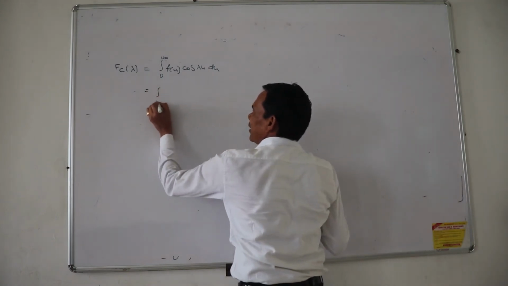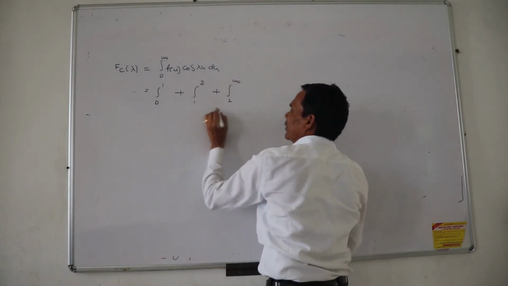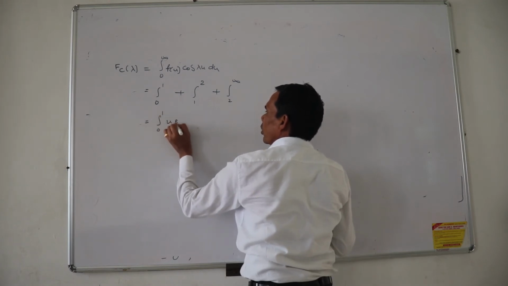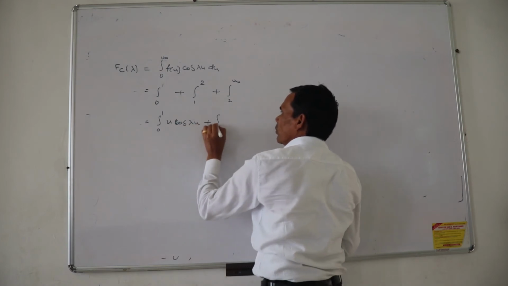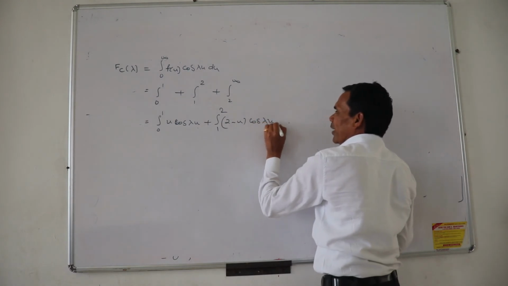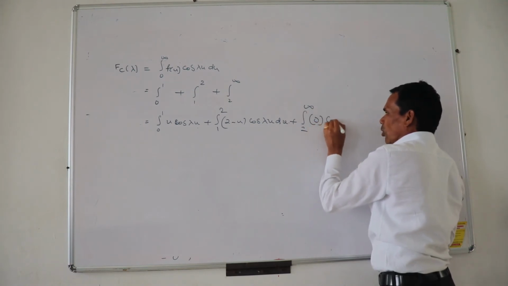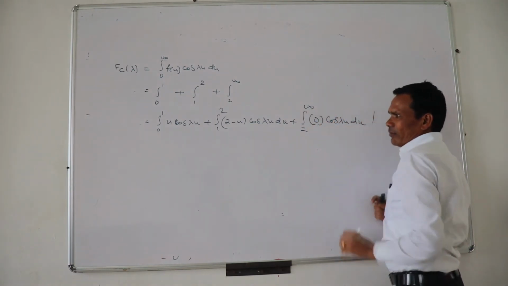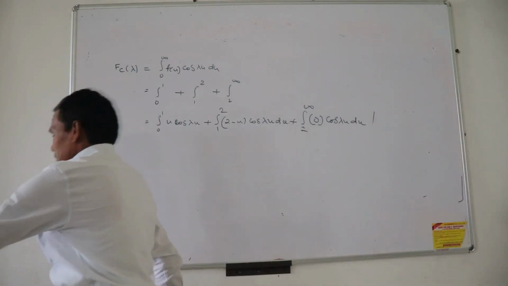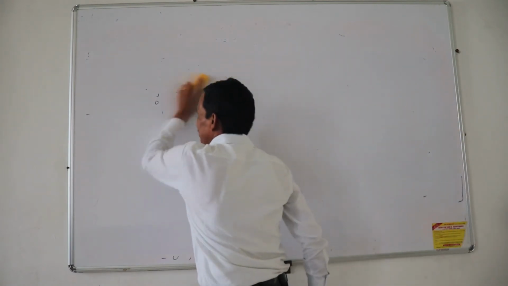This we split the same way, 0 to 1, 1 to 2, plus 2 to infinity. Then we replace f of u there. It is 0 to 1, u cos of lambda u, plus 1 to 2, it is 2 minus u into cos of lambda u du, and plus next is 2 to infinity, it is 0 times cos of lambda u du. So likewise, you can integrate by parts and get the cosine transform. As usual, it is very similar to the earlier one, that is the sine transform.